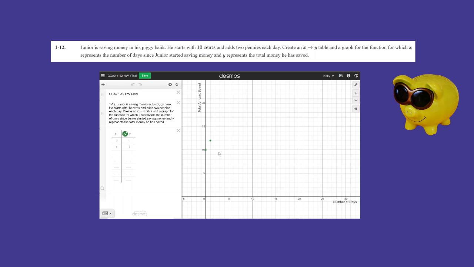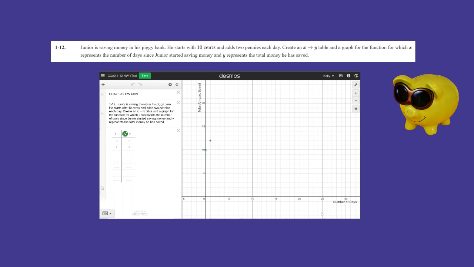So they've already started with 2 different points that they have plotted. And they haven't come up with an equation, but we're going to come up with an equation as well. So that will help you understand a little bit more. I start here. This is my y-intercept. It means I haven't started saving. I've started with 10 cents for Junior, and that is 10 cents. So 0 days, 10 cents. Then each day he adds 2.